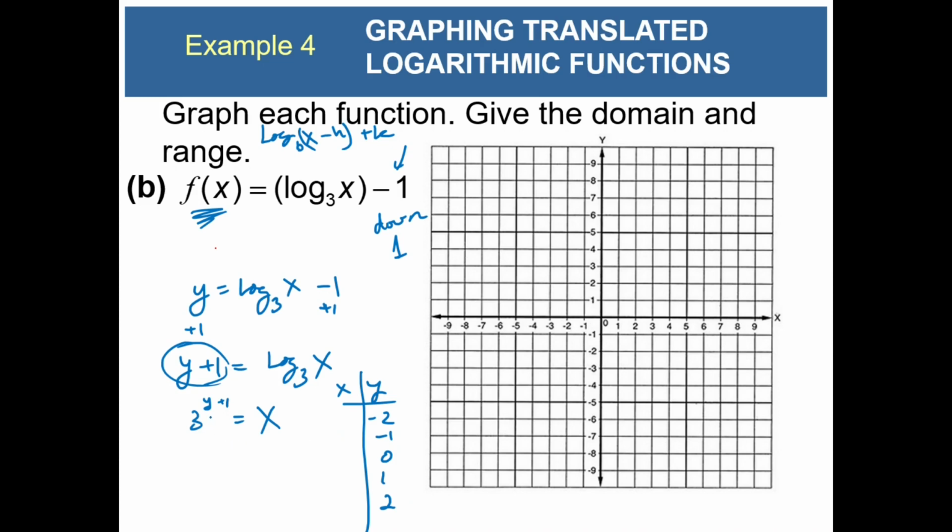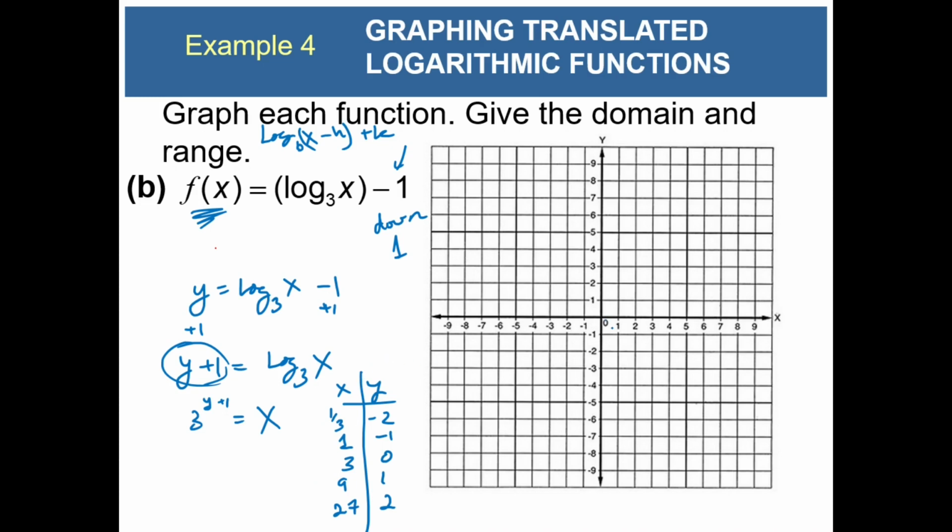3 raised to the negative 2 plus 1 is going to be 1/3. 3 to the negative 1 plus 1 is 1. 3 to the 0 plus 1 is 3. 3 to the 1 plus 1 is 9. And 3 raised to the 2 plus 1 is 27. Make sure you check these numbers on a calculator to make sure they're the same as mine.